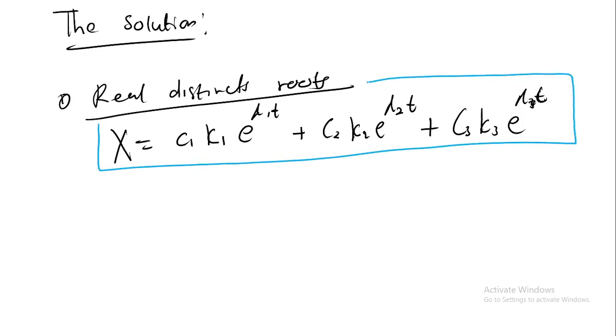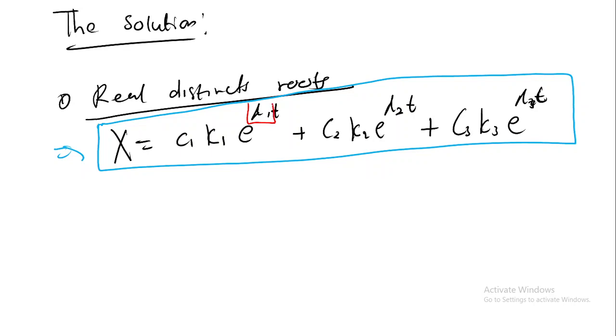When you solve your system of ODEs, and after getting your eigenvalues you realize that you have 3 eigenvalues, it means that the solution will be given by x equals c1 k1 e to the exponent lambda 1 t plus c2 k2 e to the exponent lambda 2 t plus c3 k3 e to the exponent lambda 3 t. As you can see, I have written the solution for real distinct roots. Why am I saying this is the solution for real distinct roots?